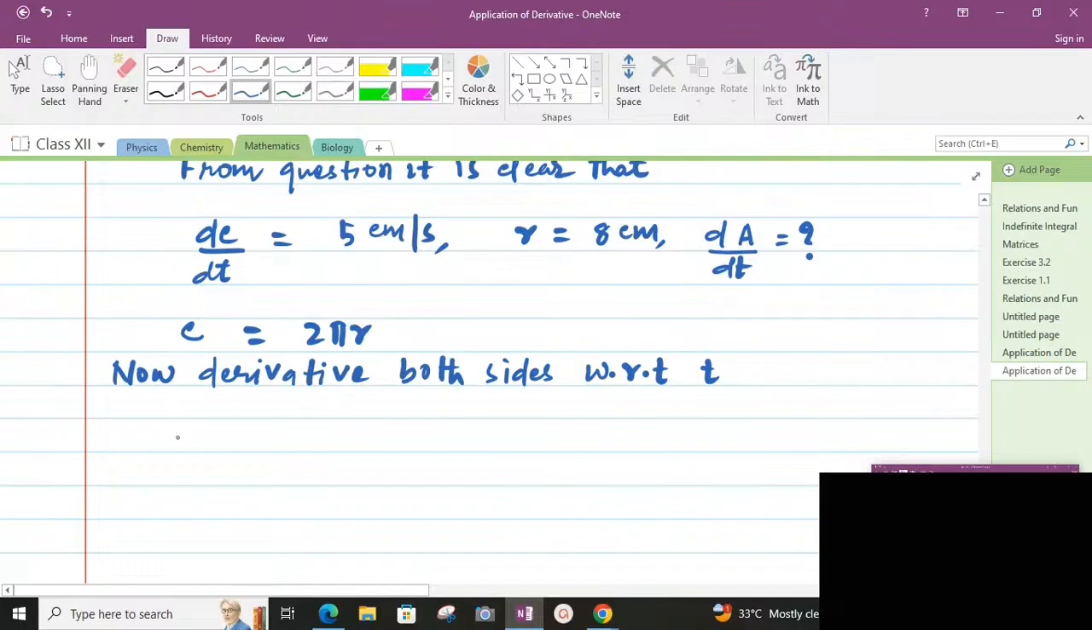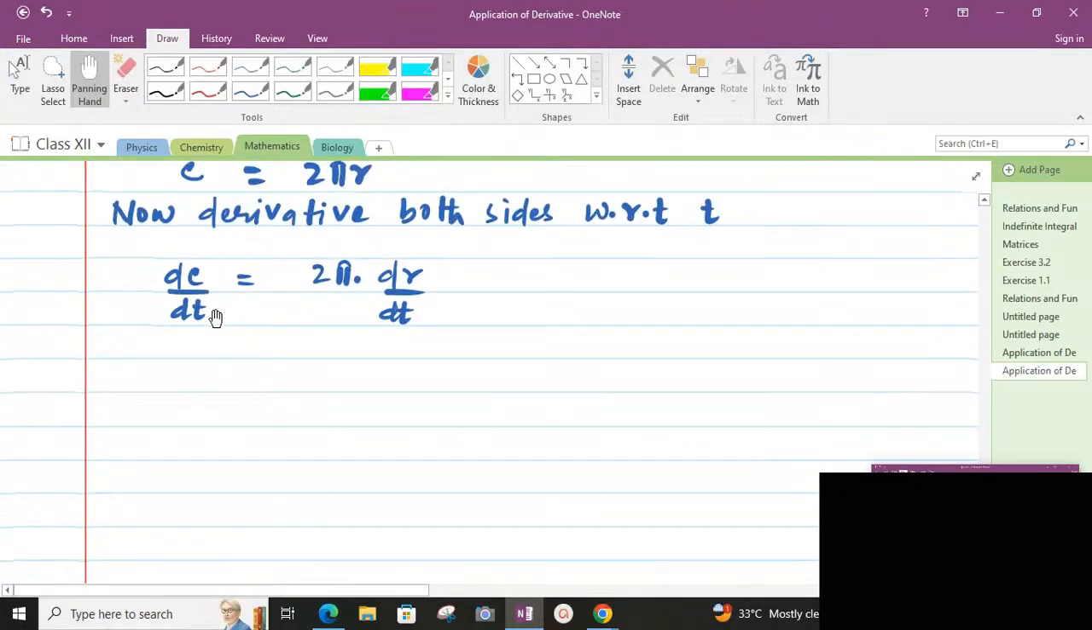So on the left hand side here will be dC by dt equal to 2 pi into dr by dt. Now putting the value of dC by dt and dr by dt, we find out here.